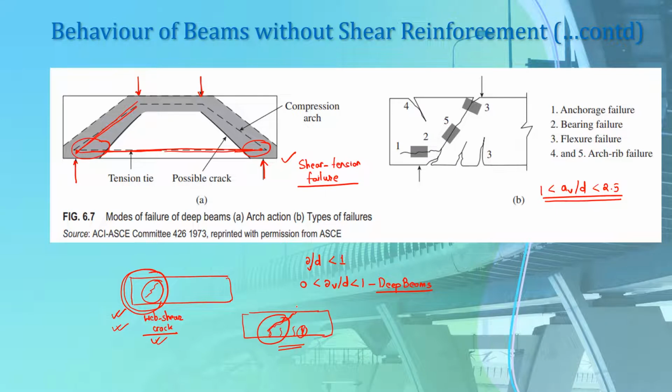So this is about the behavior of beams without shear reinforcement for different values of a/d ratio. And we discussed all these concepts which are presented in the 1973 paper on the shear strength of RC members, which was jointly reported by the combined ASCE-ACI Committee 426. I hope you have learnt about these concepts well.